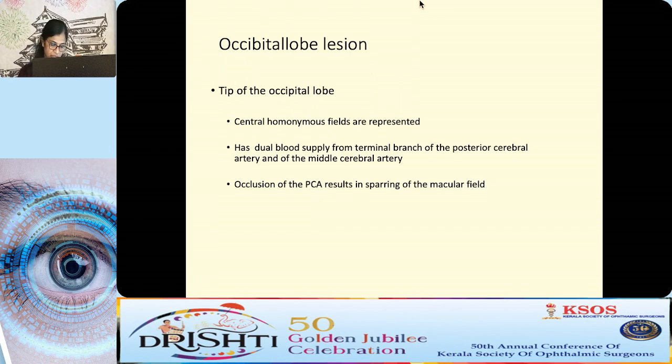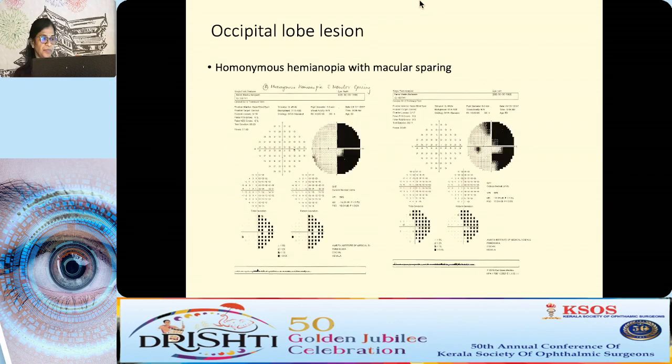It has a dual blood supply, and occlusion of the posterior cerebral artery results in sparing of the macular field because it has blood supply from the middle cerebral artery also. So here in this field we can see the central 5 degrees is spared. It is classical of an occipital lobe lesion.